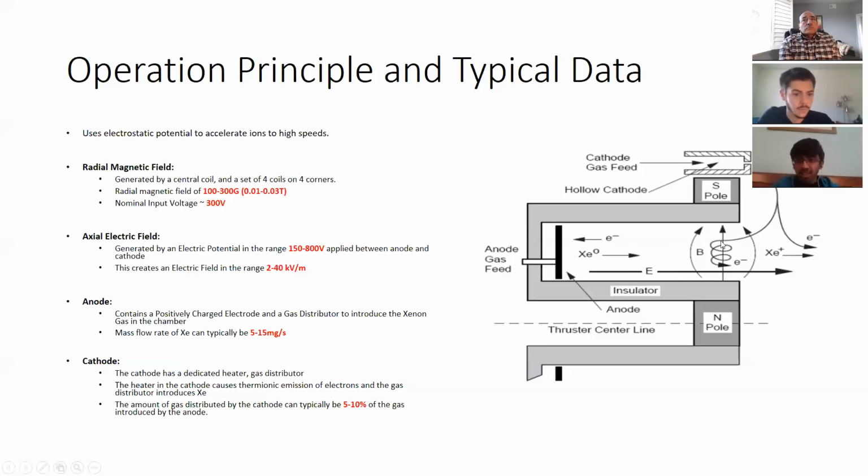Again, as you can see, there is an axial electric field which goes from the left to the right, and the radial magnetic field that shows in the picture.